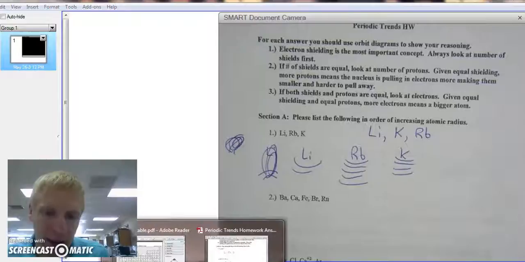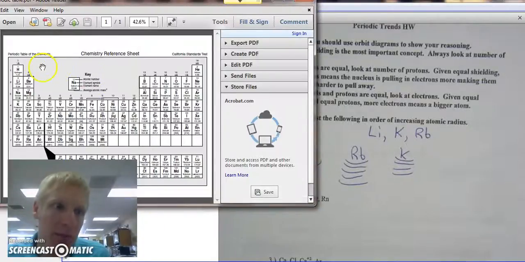Another way of looking at it, maybe a little simpler, is looking at the periodic table. You have hydrogen, lithium, sodium, potassium, rubidium. Lithium's the smallest, potassium a little bigger, rubidium even bigger because it's getting closer to francium, because it's getting more and more shields or layers of electrons being put on it, kind of like layers of an onion being added.